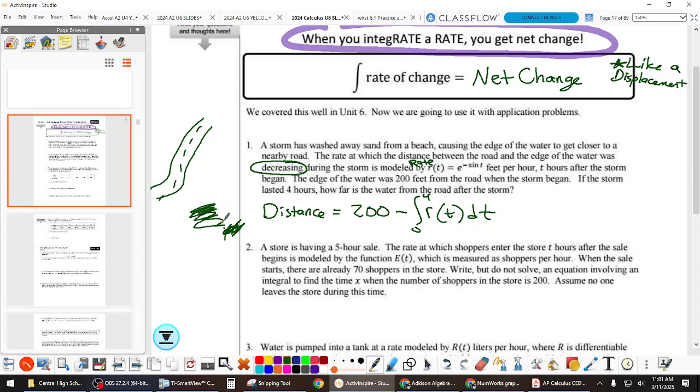It's all dependent on the perspective. Are we thinking water getting closer? To me, that's plus. Or the road, the water's getting closer, that's minus. So, yeah, just have to read carefully. Even then, sometimes it's confusing. And so we can do this on a calculator. Just don't forget your 200.